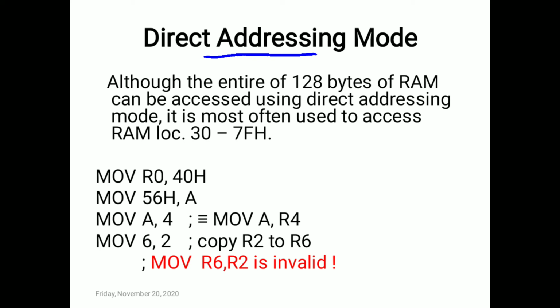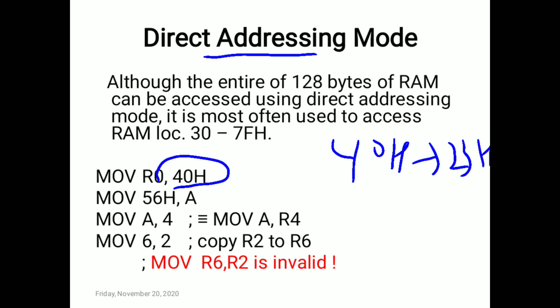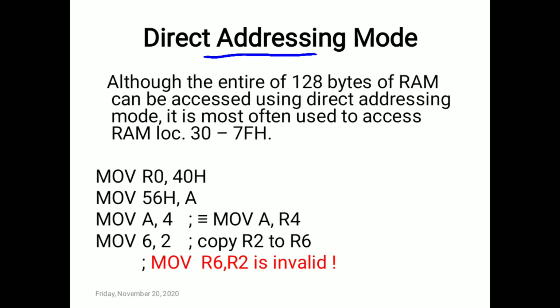So here, the first instruction, suppose MOV R0, 40H, is specifying that at the 40H location there is some data, suppose 23H. Some data is stored at the 40H location and that will be moved to register R0. So in this instruction, 40H is specifying an address where the data is stored. So when in any instruction the address is given directly in the instruction, then it is called direct addressing mode.